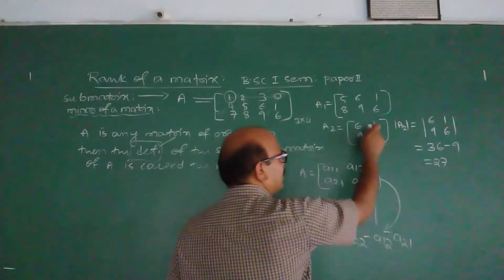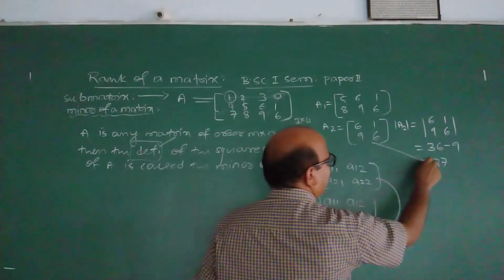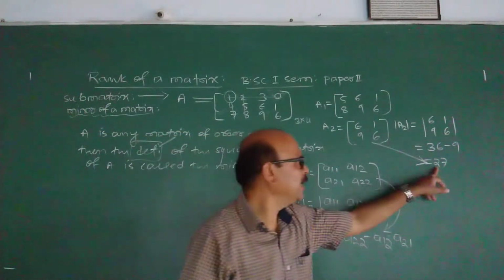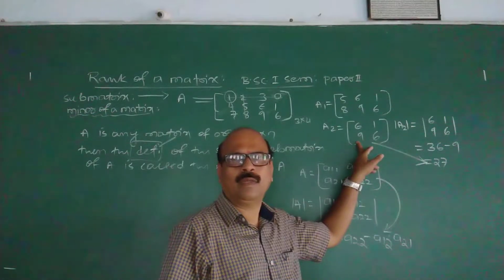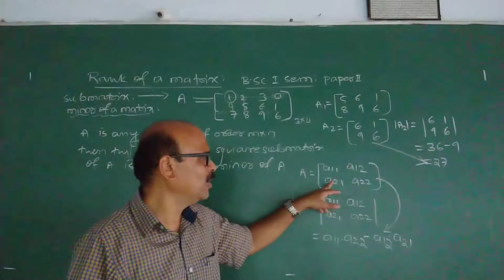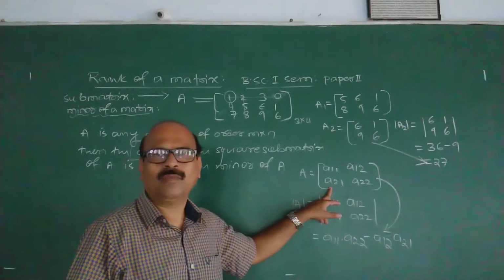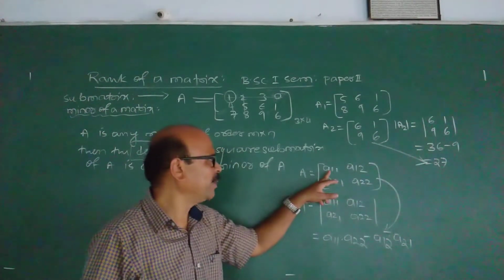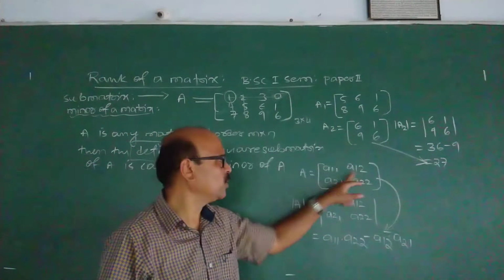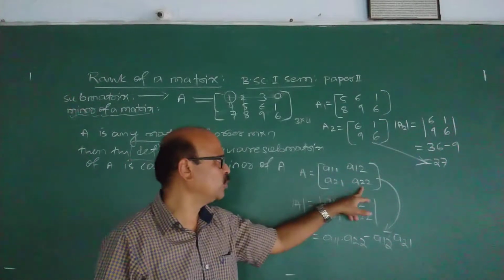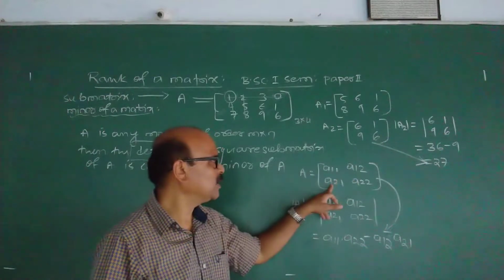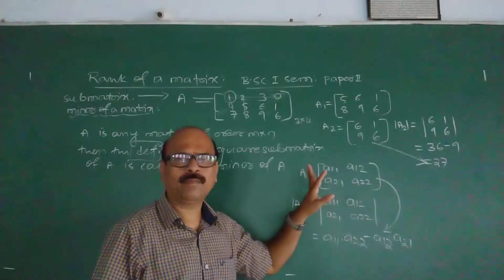Therefore, it is the arrangement of numbers, but this arrangement is related with that number, and it is called its determinant. I think this much explanation is sufficient. About determinant, this is sufficient. Finally, you remember only this one. If A is a square matrix of order 2, A11, A12, A21, A22, what is its determinant? A11 into A22 minus A12 into A21.